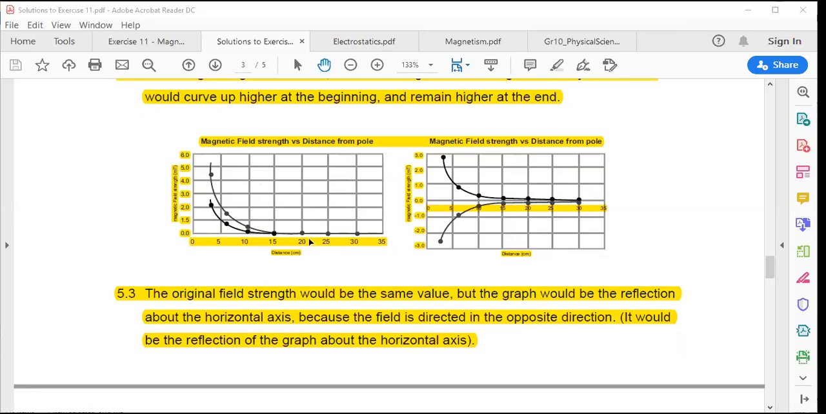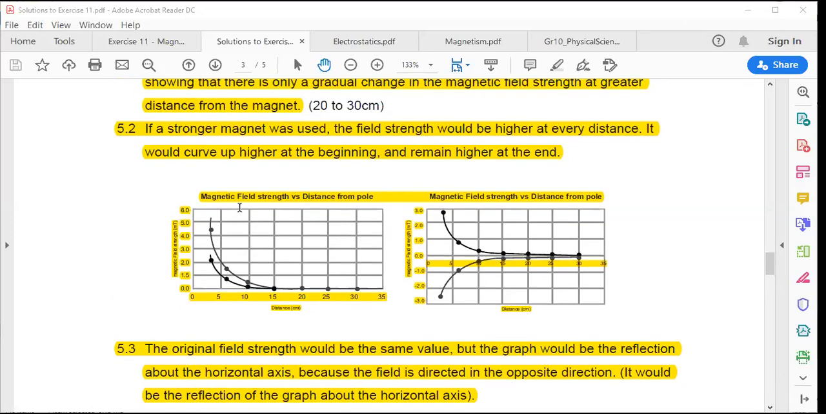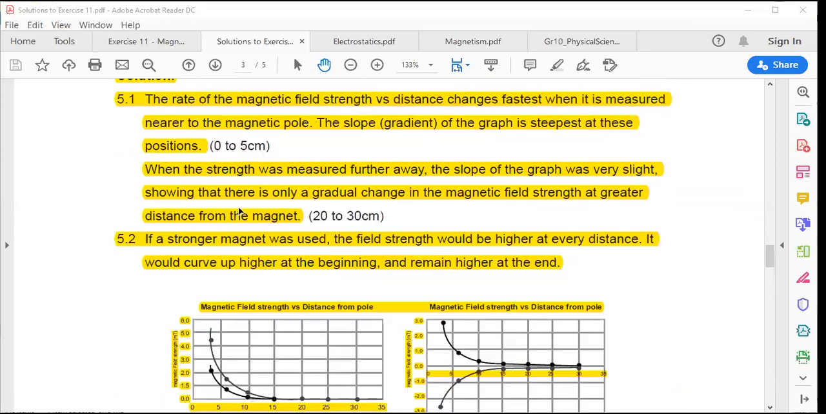Okay. Right. So my graph here is not exactly that, and this part is not continuing up, but the other graph for the stronger magnet is going to be above. So it will be above the original graph. That's what you get there. Right, then we go to 5.2.